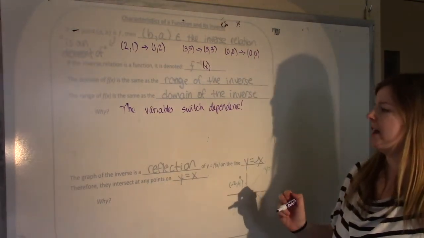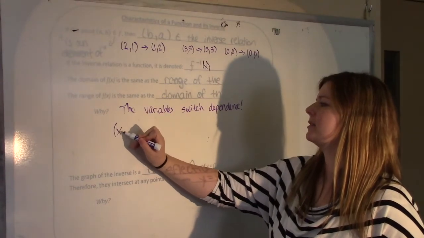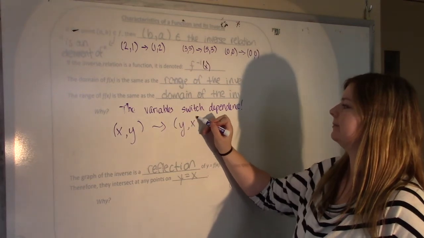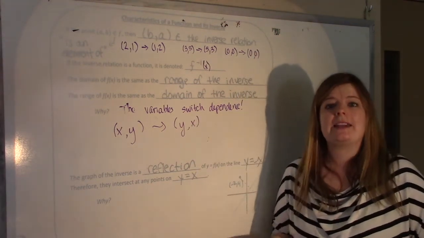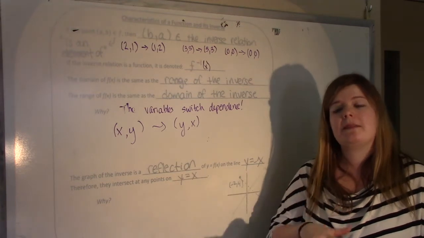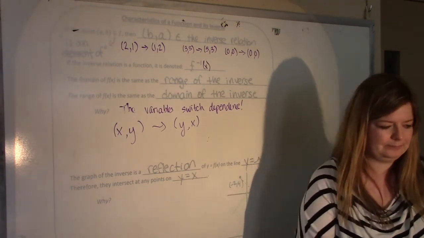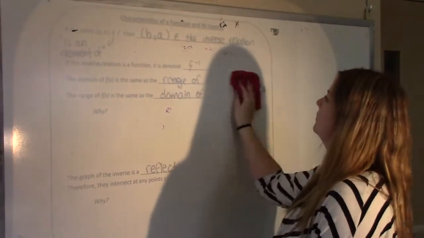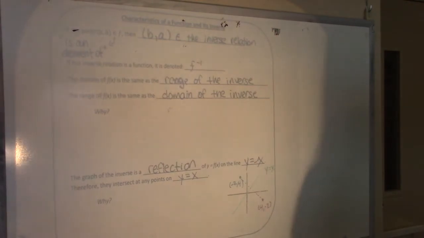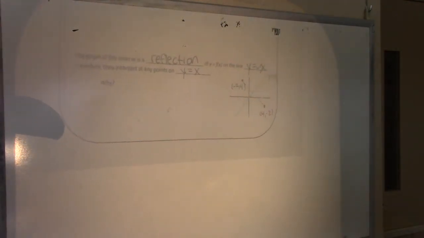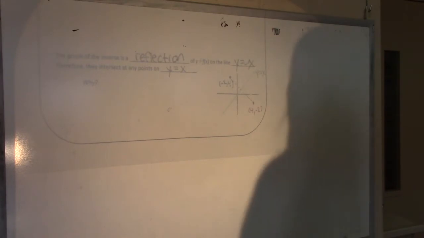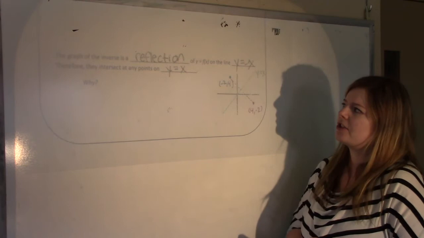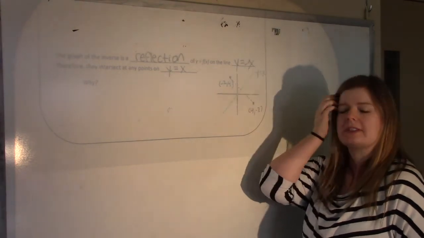Okay, so anything that was x, y now becomes y, x. So anything that was independent now becomes dependent, and anything that was dependent becomes independent. Okay, here's something that's really important to understand. So the graph of the inverse is a reflection on the line y equals x.